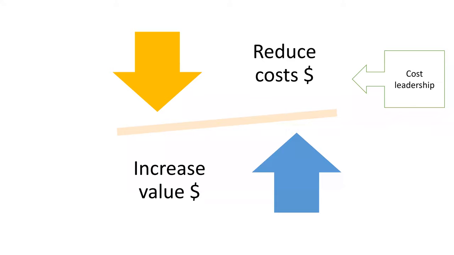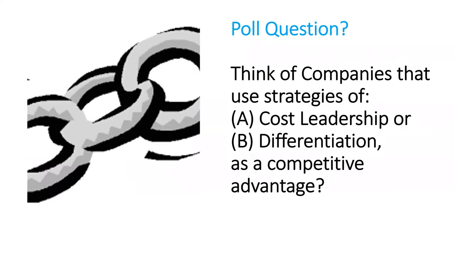If we focus on reducing cost, then we are taking a cost leadership strategy, is what he argued. If we're focusing on increasing our value part of the equation, then he suggests that that is a strategy call for differentiation, where we have to differentiate our product from the competitors to increase the value. So these are the two generic strategies that Porter thought of.